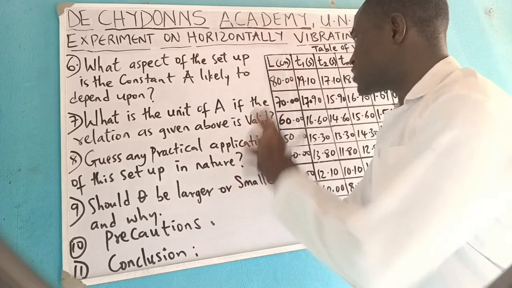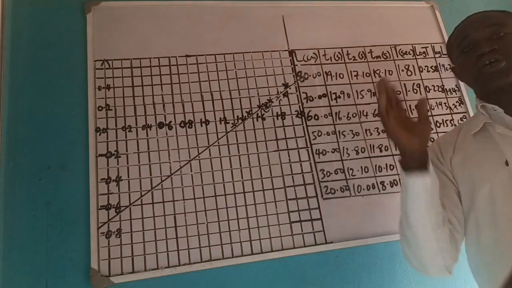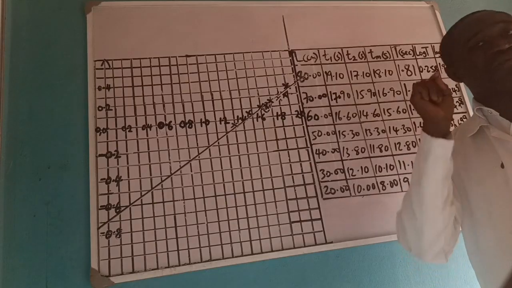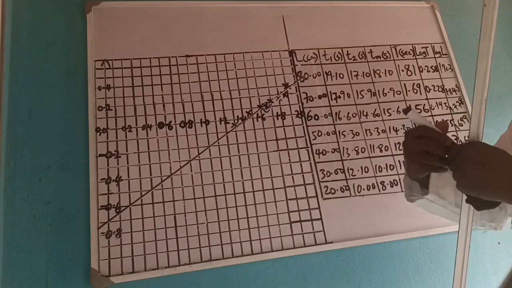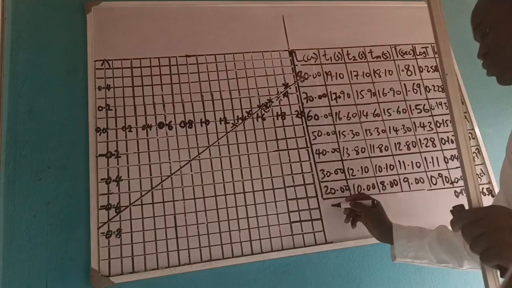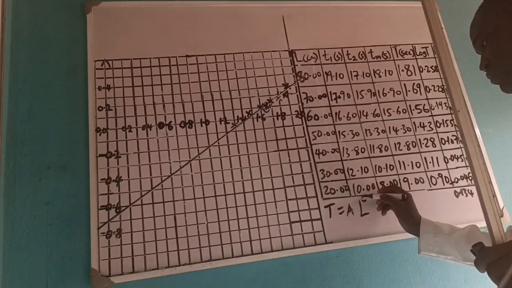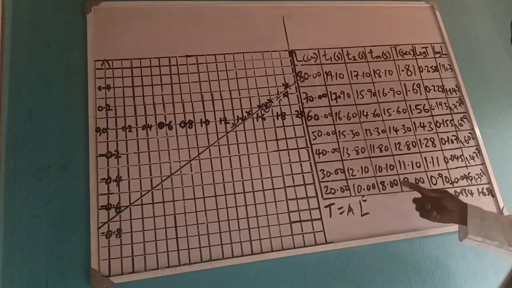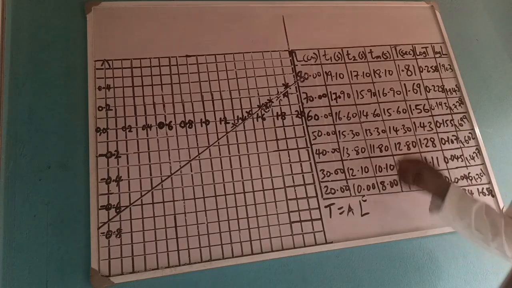Let's see how to do it. Let's go to the graph first of all. Okay, so this is the graphical aspect of this experiment. Remember that question number 1 says assume that T and L are related by the equation T equals A L raised to the power of C, where A and C are constants. Transform the equation by taking log of both sides to obtain log T equals C log L plus log A.